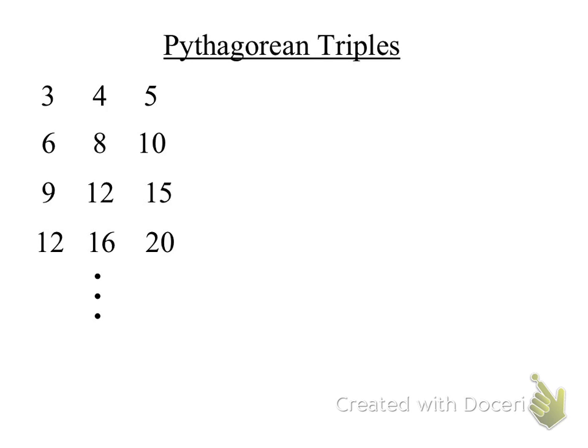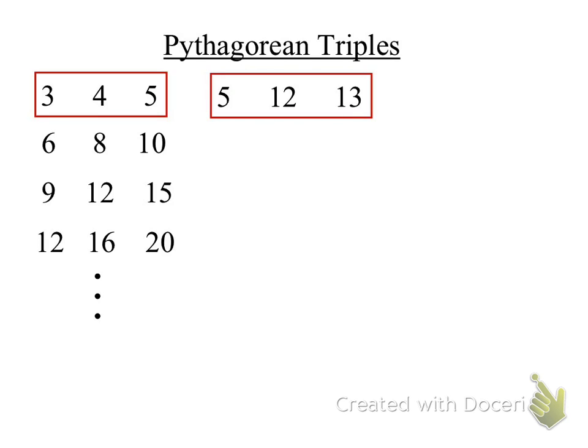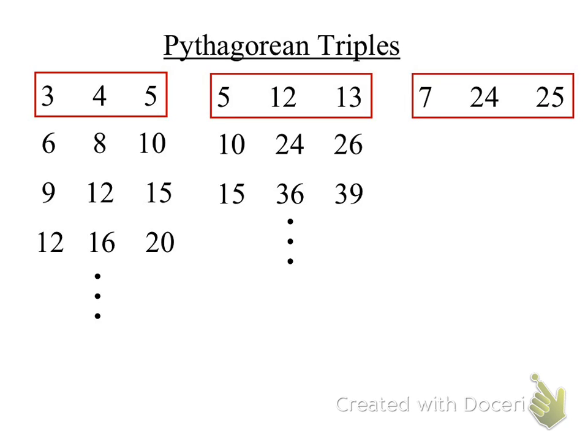Does that make sense? Another Pythagorean triple, and you will need to know these inside and out by geometry, is 5, 12, and 13. If you double it, you get 10, 24, 26. If you triple it, you get 15, 36, and 39. And another one is 7, 24, and 25. Same thing, if you double, triple, quadruple, they're all going to be right triangles.